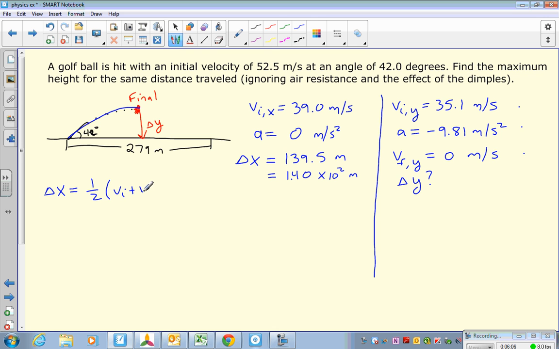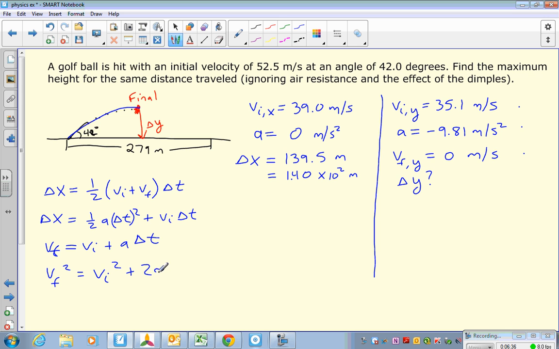The first equation that comes to my mind is the average of the velocities times time is displacement. Then displacement is 1/2 acceleration delta t squared plus v initial times delta t. And then finally, the final velocity is the initial velocity plus acceleration delta t. And final velocity squared is initial velocity squared plus 2a displacement, not time.